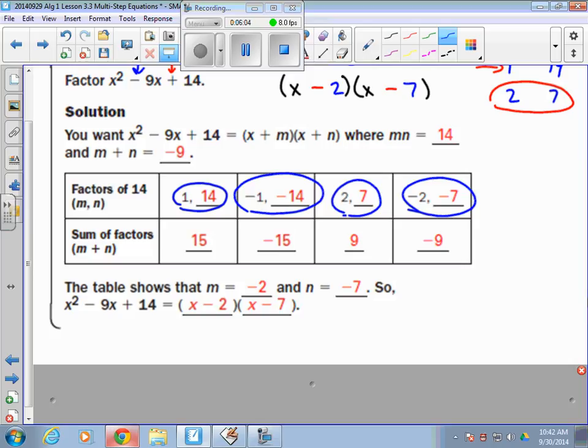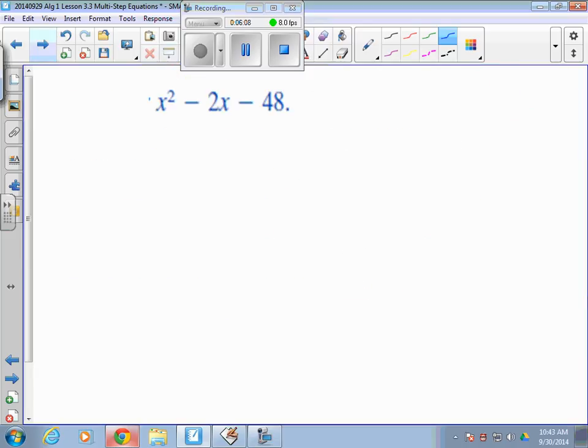So instead of making an entire table for all of that, try this one right here and do the same thing I just did. Take about 30 seconds and see if you can factor it real quick.